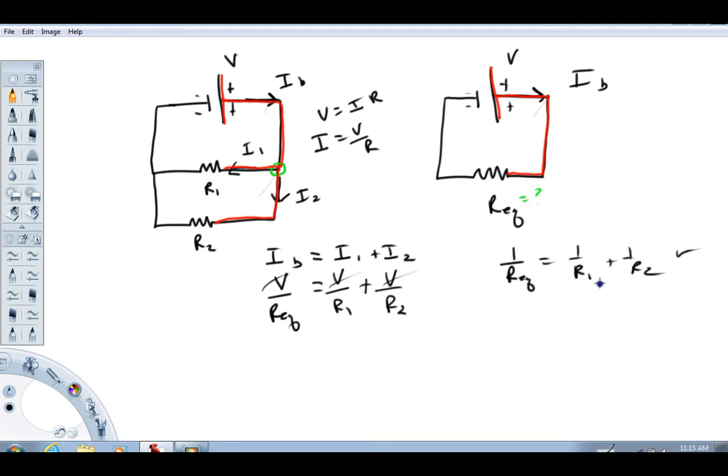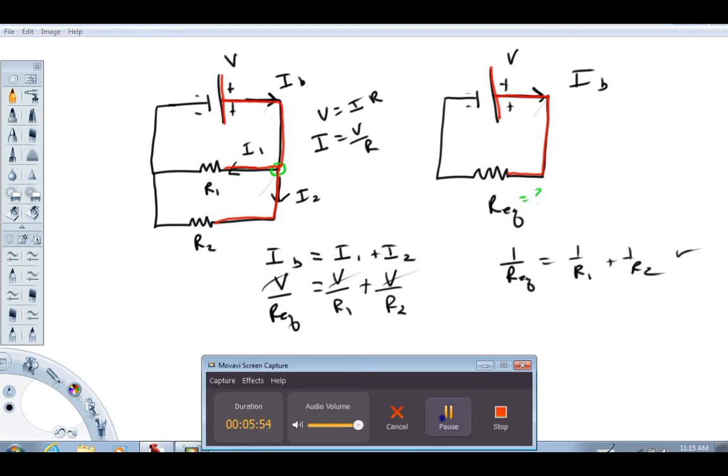Now, when I look at my original picture, there's only 2 resistors. If I had another one in there, maybe an R3, we would just have a plus 1 over R3 on the right and so forth. I'm not going to work that out, but that's how you calculate the resistance of a parallel combination. I'm going to go ahead and pause this for a moment, clean it up, and draw a series circuit.